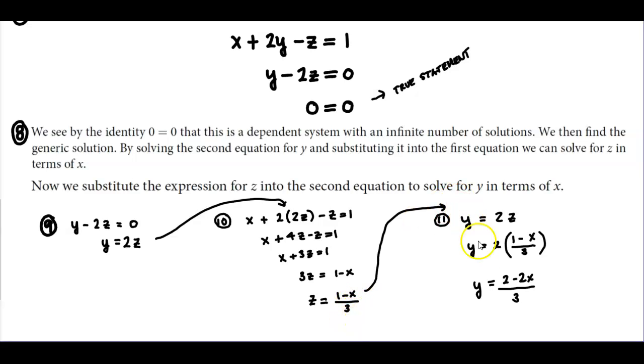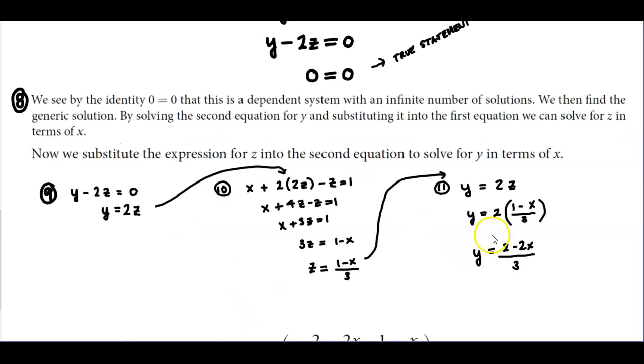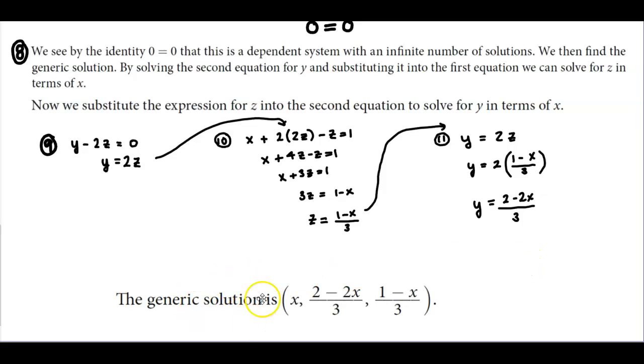And now we want to write y in terms of x. In order to do that, we're going to use the same equation that we have over here, y is equal to 2z, and plug in what we got for z. So we're going to get y equal to 2 times (1 minus x) over 3. Distributing the 2 gives us (2 minus 2x) over 3. So the generic solution of the dependent system is that we have x, because this is in terms of x, as our first coordinate. Our second coordinate is y, and y was equal to (2 minus 2x) over 3. And then the third coordinate, which is z, was (1 minus x) over 3.